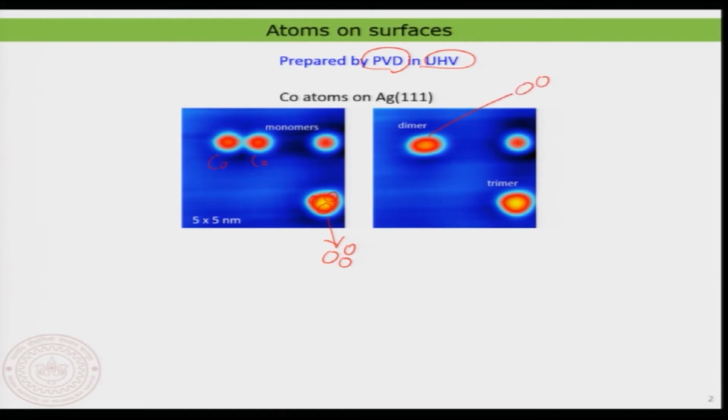What you are seeing is a clean silver 111 surface, and I have deposited cobalt atoms onto this. So, you can now work with atoms alone. That is the interesting thing about it, and with this scanning tunneling micrograph I can image them nicely and resolve them at the atomic level.